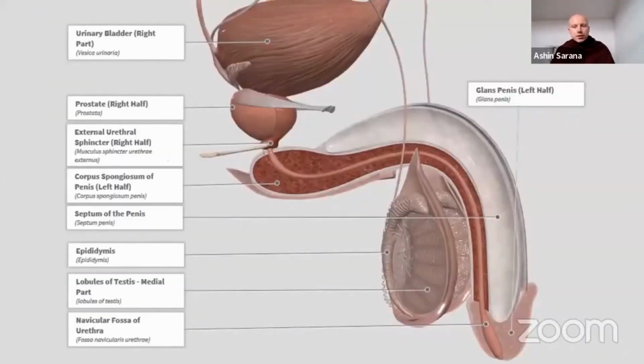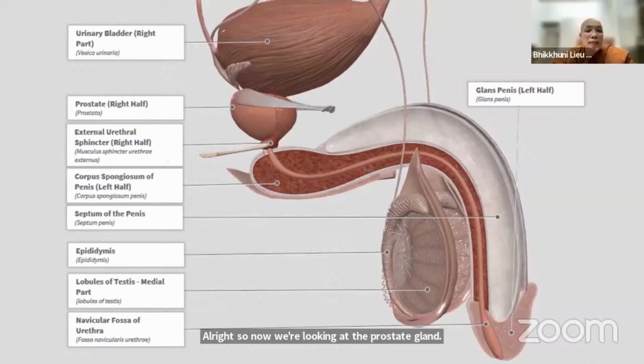All right, so now we are looking at the prostate gland. Prostate gland.